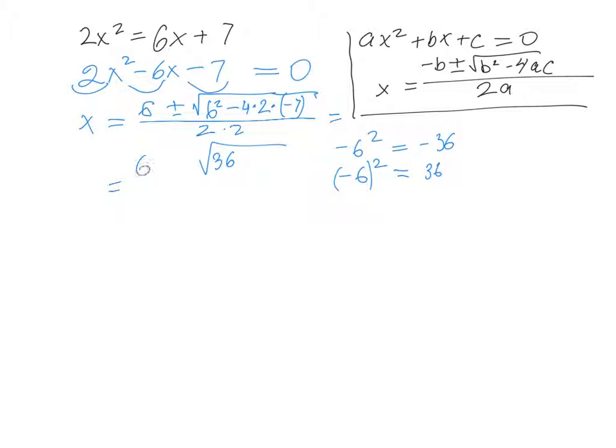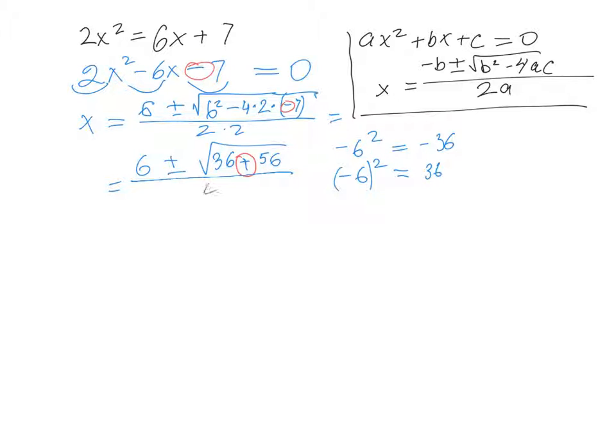So 6 plus or minus square root of, we already have 36. Now 4 times 2 is 8, times 7 is 56. But the important thing is that we multiply negative by negative. So actually it becomes plus 56. This is the source of many mistakes. Whenever the c coefficient is negative in a quadratic equation, we will always end up with this situation. The minus comes from the formula itself. The second minus comes from the equation. So we will always get this plus.